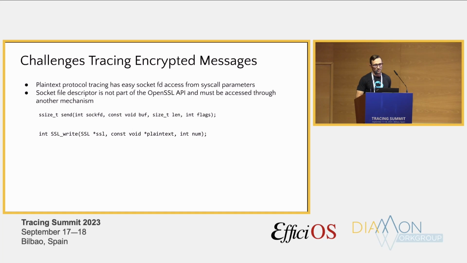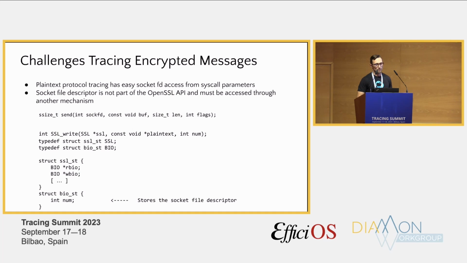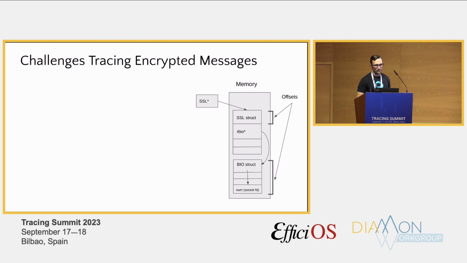You can see the SSL_write function signature here. And so you can see the plain text is accessible, but the file descriptor is not part of that. And so the way Pixie's initial form of TLS tracing accomplished this is by walking that SSL struct, that's the first argument. Within that structure, there's a BIO member, and within that BIO member, oftentimes the socket file descriptor will be stored in this num field. So let's dig in a layer deeper on how that works.